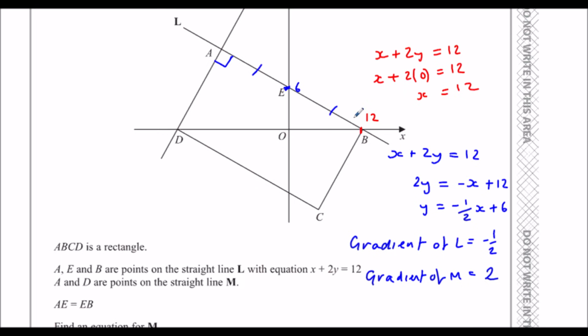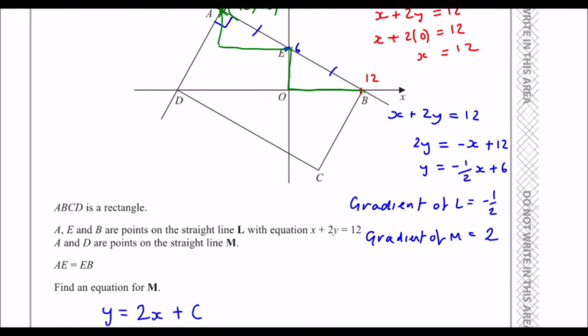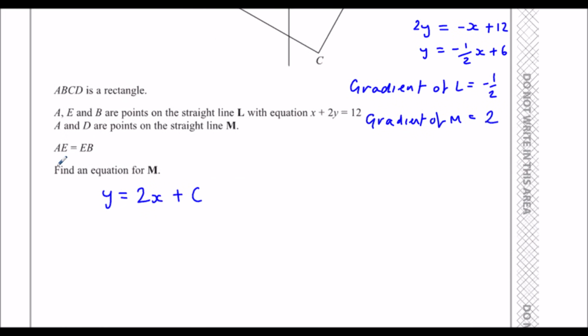So I can work out the coordinates of A now. So if we go back 12, up 6, back 12, up 6, it's the same distance, that will get us to the coordinates. So back 12 to 0, back another 12, that'll be -12 on the x. Up 6, then up another 6, that's 12 on the y. So we know this line goes through negative 12, 12.